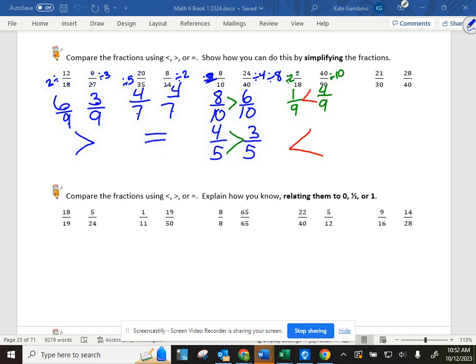And my last one, 30 and 40. What's my common denominator? Callie? 10. What do I divide 30 by to get to 10? 3. What's 21 divided by 3? 7. What do I divide 40 by to get to 10? What's 28 divided by 4? 7. So what symbol do I have for 21 30ths and 28 40ths? Equals. 7 tenths equals 7 tenths.